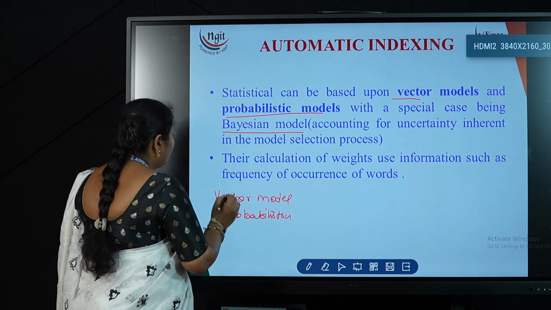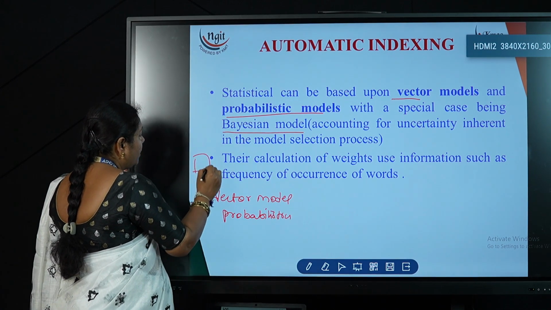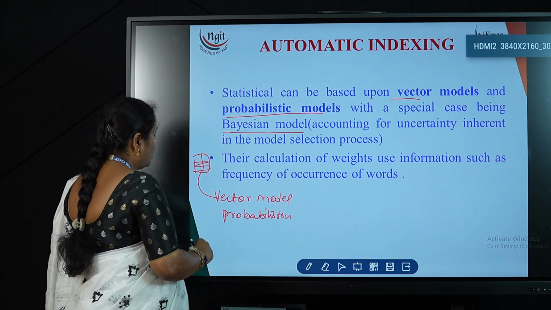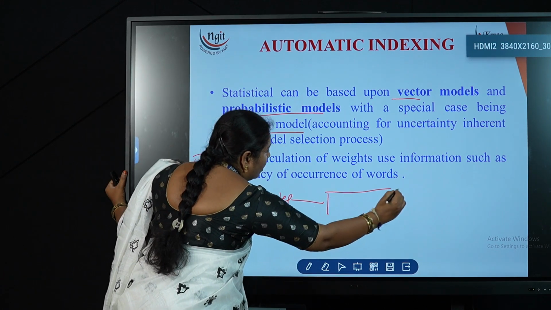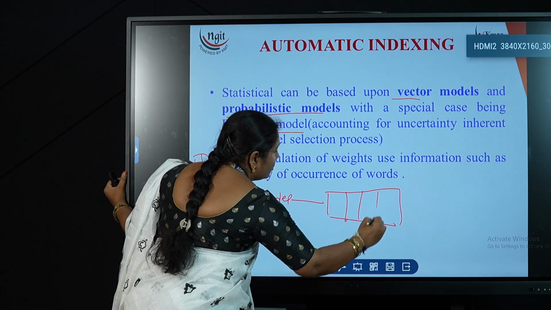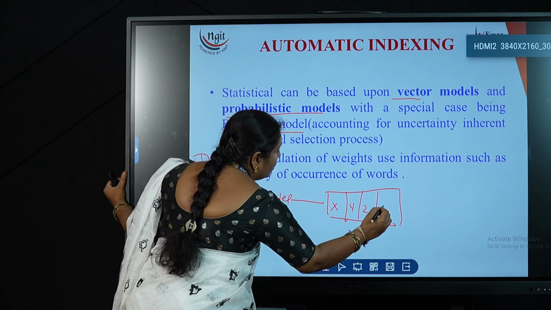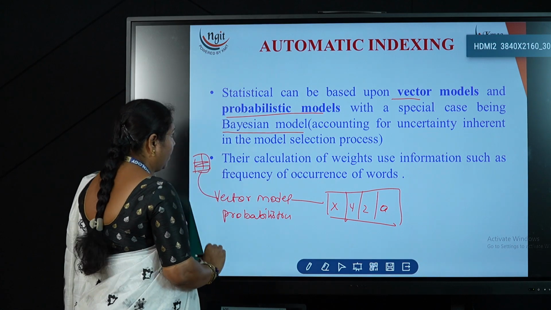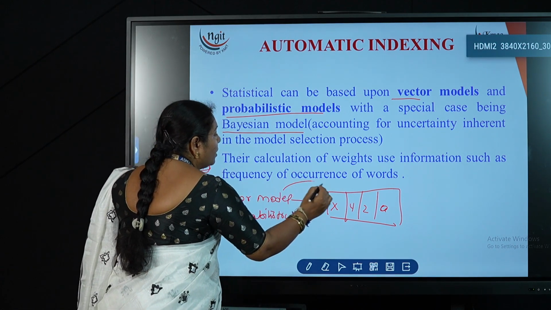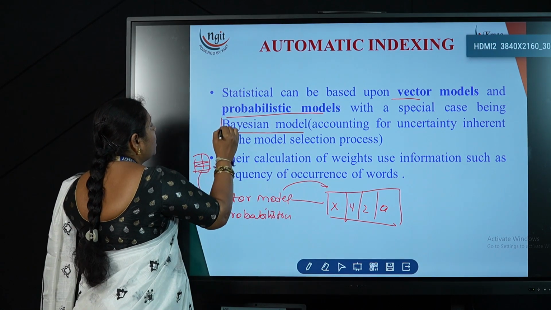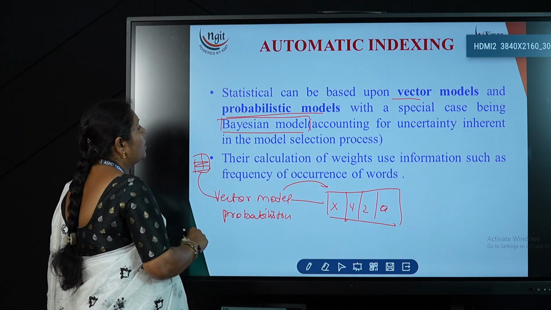So what I'll do is, as I stated, we are writing the frequency in the form of a model. I'll create one vector here, so you'll create one x, y, z or a. You create one vector and calculate all the frequencies of this. How are you going to calculate the frequency? I can use a Bayesian model.